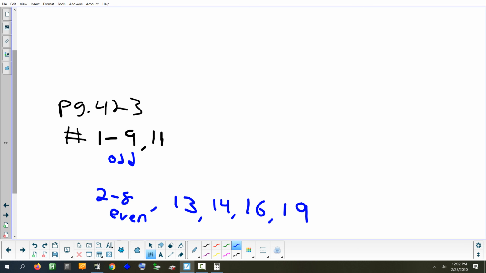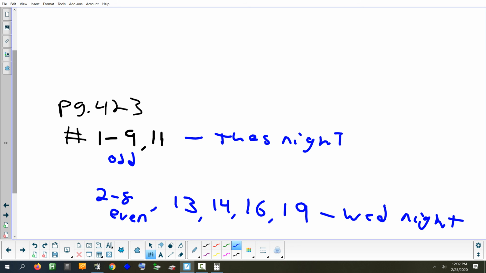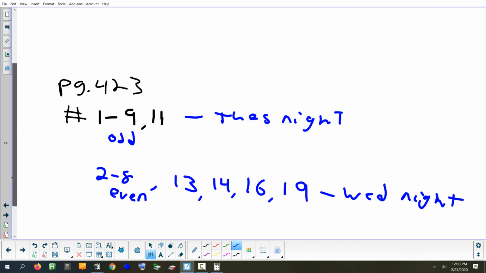So this is the homework for Tuesday night. That's the homework for Wednesday night. So 2 through 8 even, and then 13, 14, 16, 19. Okay. So we'll spend another day on this section. We might finish it early. If we do, we'll start 8.1. If we don't, we'll spend the whole day tomorrow on the same section.